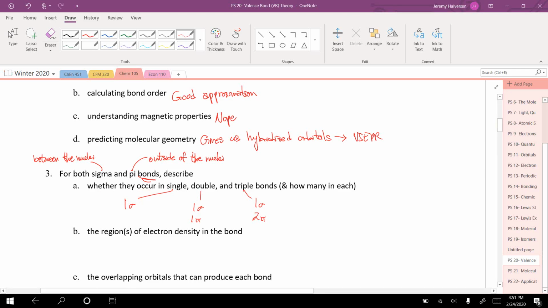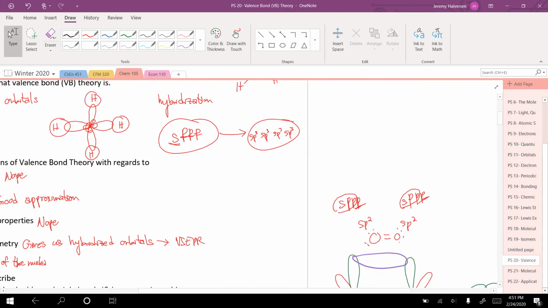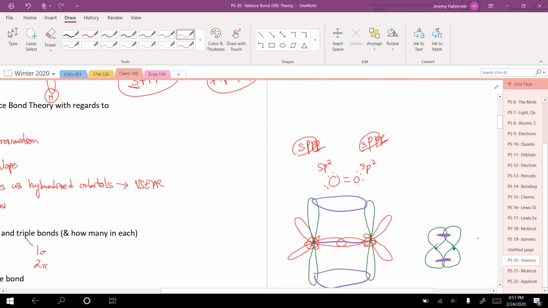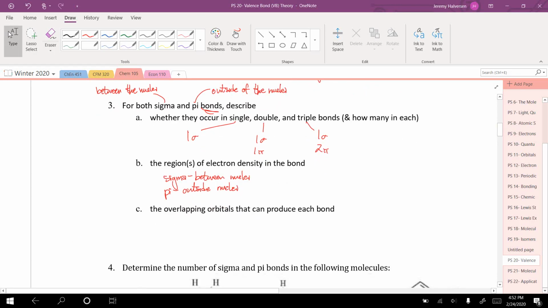All right, for both sigma and pi bonds, describe the region of electron density in the bond. Well, we just said sigma is between the nuclei. The other term that you'll hear is that sigma bonds have electron density on the internuclear axis, meaning if I were to draw a line between the nuclei, the bond happens on that line that connects the nuclei, or the internuclear axis. And pi happens outside the nuclei. Again, remember those definitions of sigma and pi. In this case, we're talking about bonds, but later we'll talk about other things that are called sigma and pi. And the overlap of orbitals that can produce each bond. So this is saying, the overlapping orbitals.